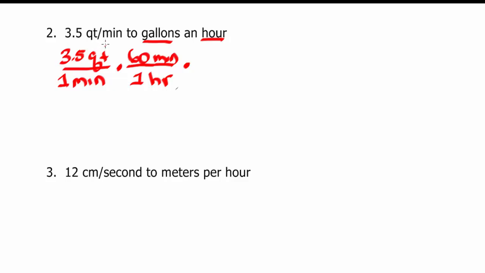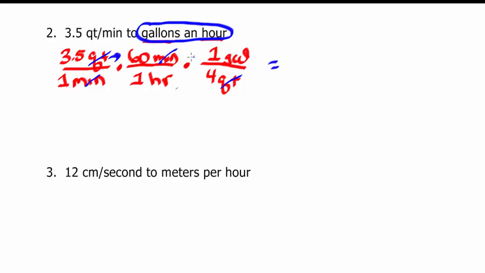Okay, from quarts to gallons, there's 4 quarts in 1 gallon. So 4 quarts, 1 gallon. How do we know where to put it? We want the quarts opposite. So we cancel quarts. We cancel minutes, and we're left with gallons per hour, which is what we were looking for. So we stop, okay, and we multiply across again.